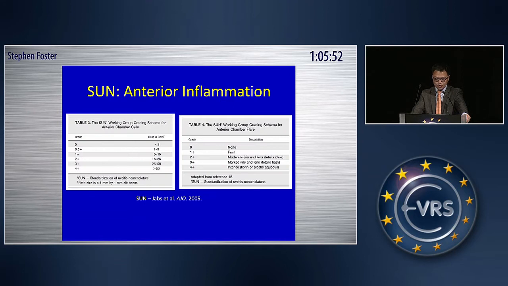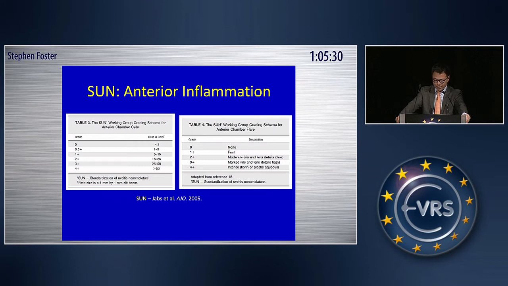Now, the anterior inflammation grading is very important, and we all do it all the time. We sometimes go to 1.5, 2.5, 3.5. I even do 0.75 grading. But the SUN nomenclature doesn't go to the exact gradation, but it does have the standard grading scheme here that you should follow.